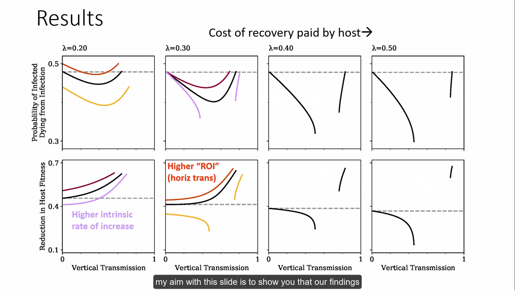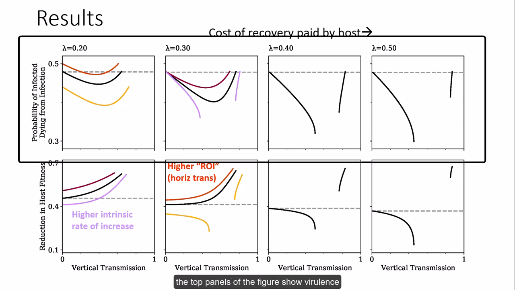My aim with this slide is to show you that our findings translate to situations where we study actual measures of virulence and the relationship these measures share with the probability of vertical transmission. The top panels of the figure show virulence as it might be understood by a public health official. Virulence in those panels is captured by the probability that an infected host dies as a result of its infection.